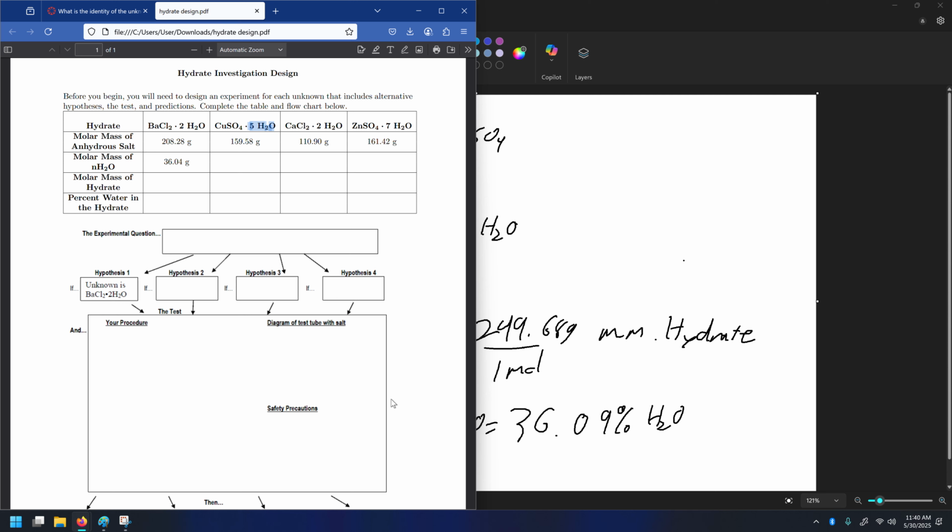Don't be afraid to use other observations or data that you gather through the course of doing these labs. I know we're doing it virtually here, but feel free to look up information about colors or consistencies or anything else that might help you in making a determination about which one of the substances it is.